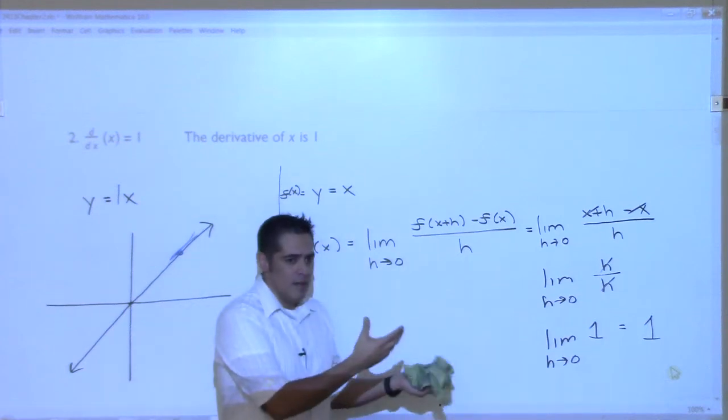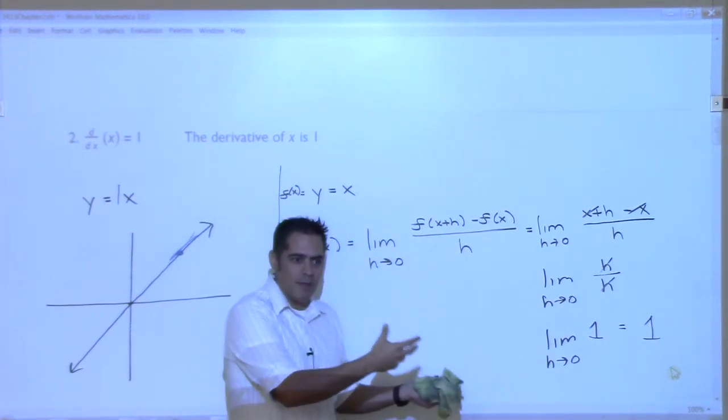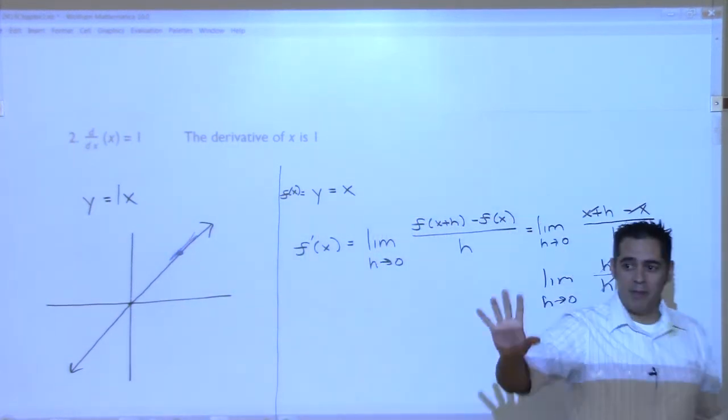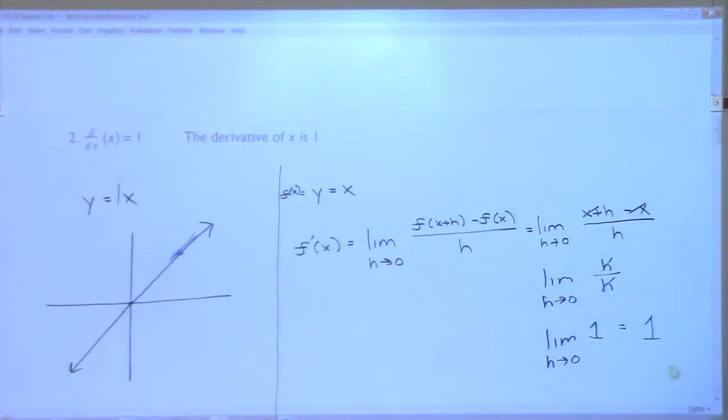So this is a visual proof that the derivative of x is 1, and this is a calculus algebraic proof that the derivative of x is 1. Understand? All you need to remember now is that the derivative of x is 1. All right.